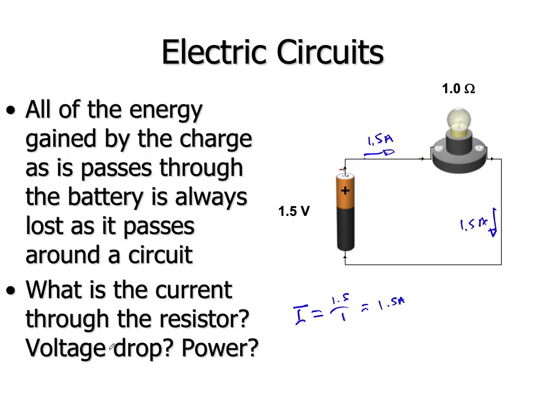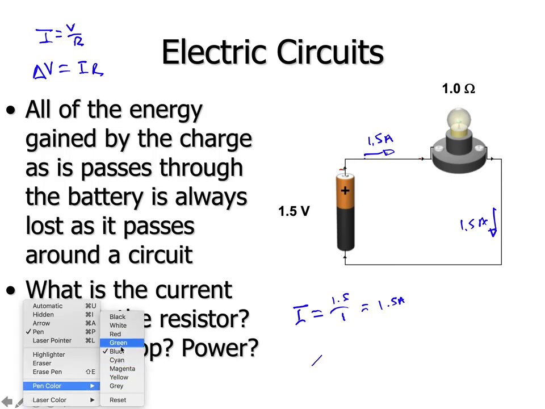What's the voltage drop across this lamp? Well, if you take Ohm's law, which I don't have written here, but let me write it up here real quick. I is equal to V over R. You can calculate voltage drop by rearranging this equation. It's I times R. Usually written as ΔV, the change in voltage or change in electrical potential. What's the change in voltage across that lamp? I'm going to switch colors real quick here.